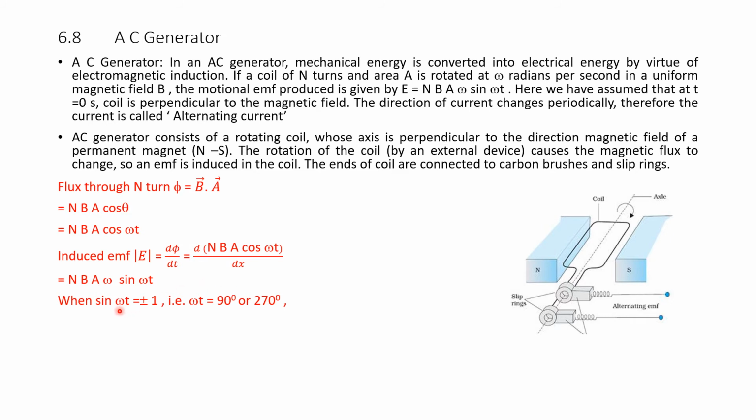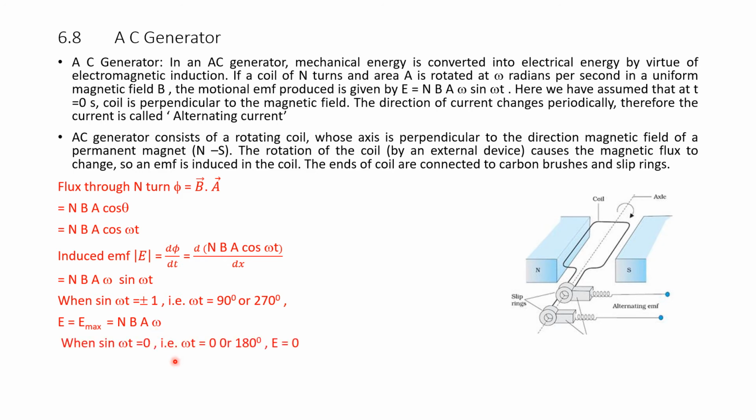When sin omega t is equal to plus or minus 1, that is, omega t is equal to 90 or 270 degrees, E is equal to maximum. Therefore, E will be equal to NBA omega, that is the differential of cos omega t becomes omega, NBA omega.